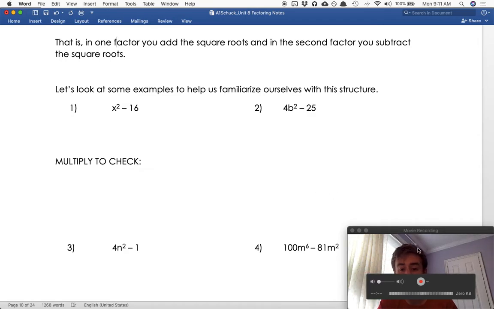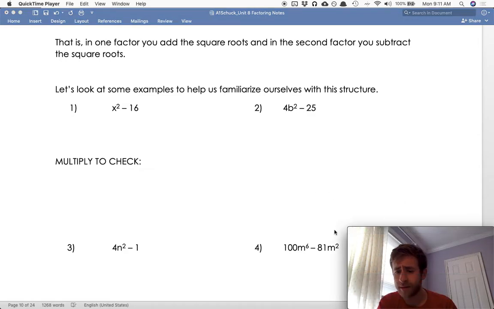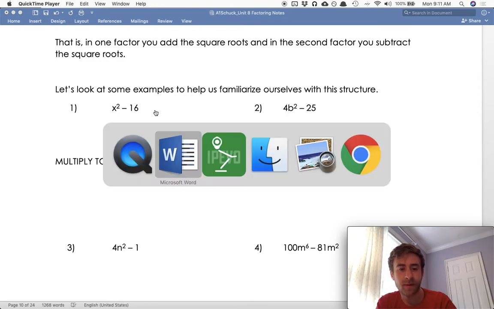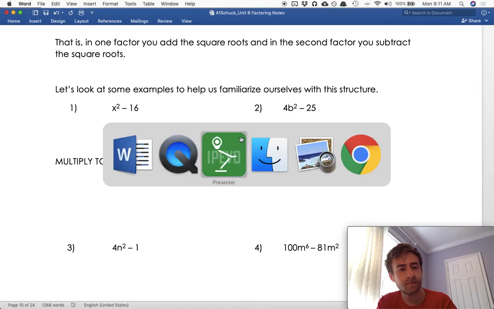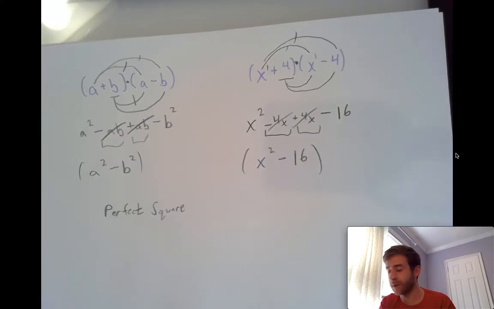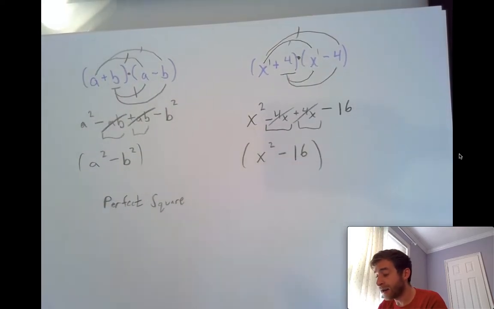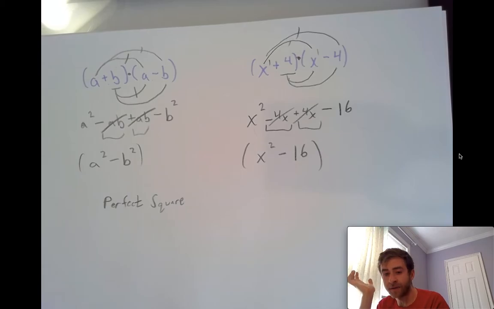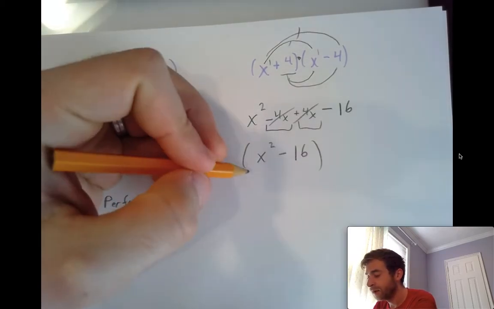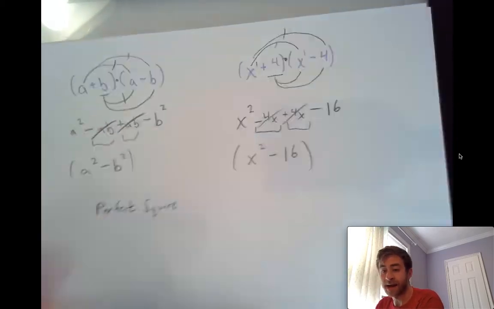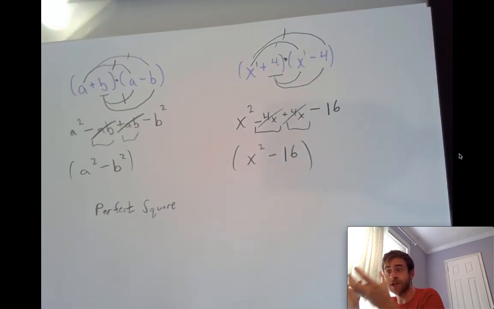This is perfect. Number 1, we already have x squared minus 16 over here. So let's do it. I see two perfect squares, and I know that the rule is you have to square root both of them and then add the two and then subtract the two.